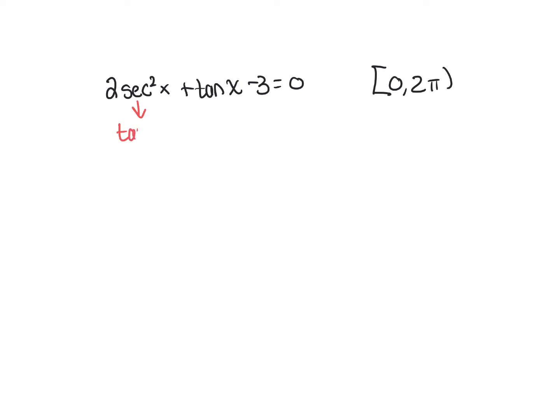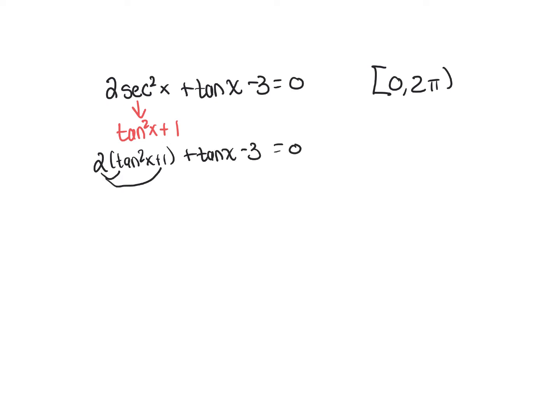The next problem says to solve, and it says 2 secant squared x plus tan x minus 3 equals 0. And it gives you the interval 0 to 2 pi. I cannot factor this the way it is. I have to make them the same trig functions. So secant squared is equal to tangent squared x plus 1. So I have a 2 out front. Plug in my tangent squared x plus 1 plus tangent x minus 3 equals 0.